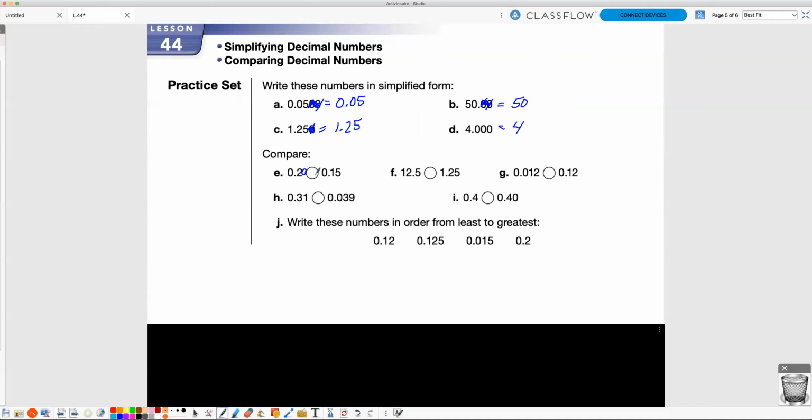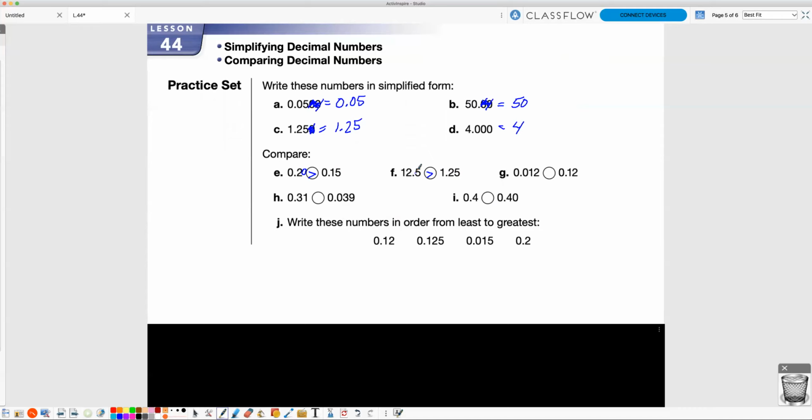And comparing 2/10 and 15 hundredths. If you put this as 20 hundredths and 15 hundredths, you can see that 20 hundredths is bigger, so 2/10 is greater than 15 hundredths. This one, you don't have to add any zeros to this, but you can see clearly that 12 is larger than 1. 12 is greater than 1.